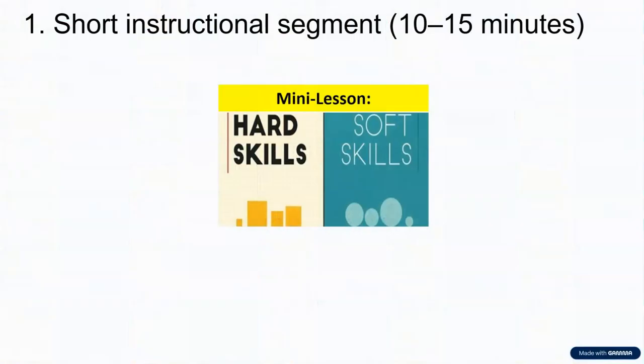The cycle starts with a short instructional segment, usually about 10 to 15 minutes. This is where you can introduce a concept, explain a skill, or walk students through a mini lesson. Here, we're talking about hard versus soft skills. For example, students might watch a short instructional video or follow along a demonstration.